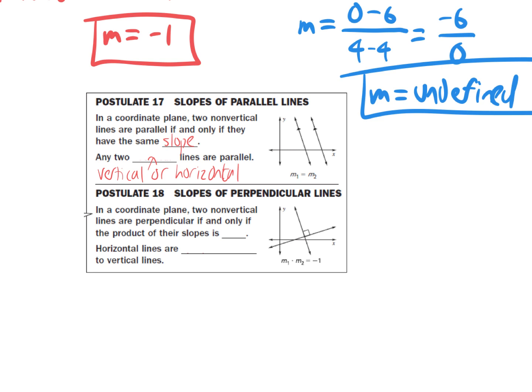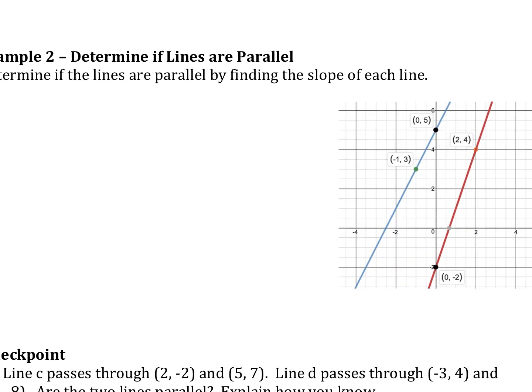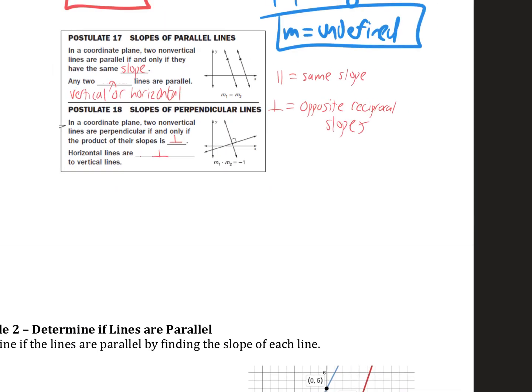What are the slopes of perpendicular lines? Parallel, using the parallel symbol, equals same slope, and perpendicular equals what kind of slopes? Opposite reciprocals. Okay, slopes. That's the important thing. You can look at a pair of lines and tell if their slopes are going to be the same or opposite reciprocals. Now let's review what opposite reciprocals means.